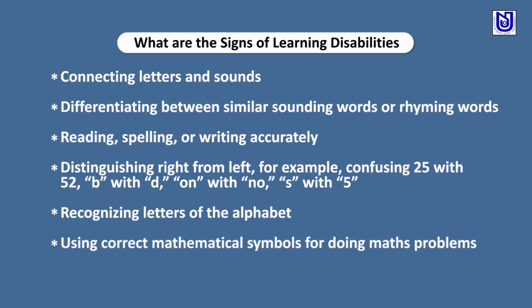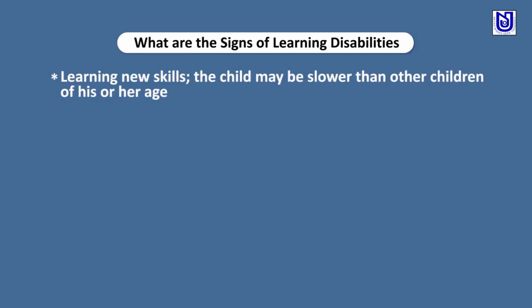Using correct mathematical symbols for doing maths problems is also a problem they face. Remembering numbers or facts is a problem again. Learning new skills, the child may be slower than other children of his age level.